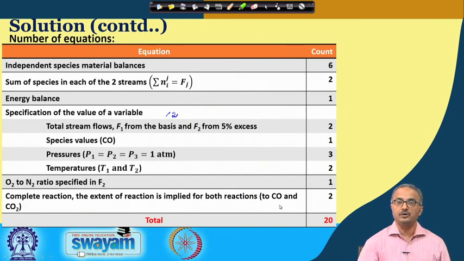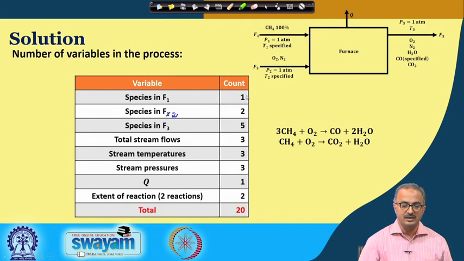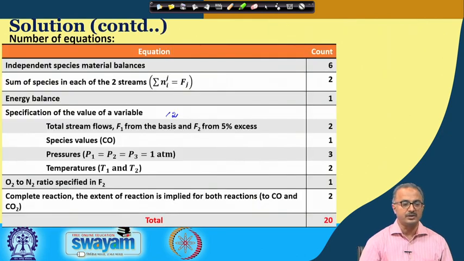Now here we have put all the equations that are necessary for this. First we have the independent species material balances. They will count to 6. For each of the species, you can see here that we have methane 1, oxygen 2, nitrogen 3, water 4, carbon monoxide 5 and carbon dioxide 6. So we have 6 species involved in this particular process, so we have 6 species material balances.